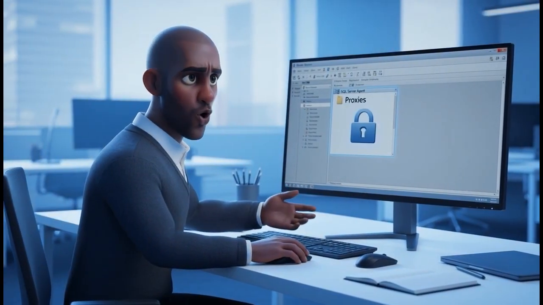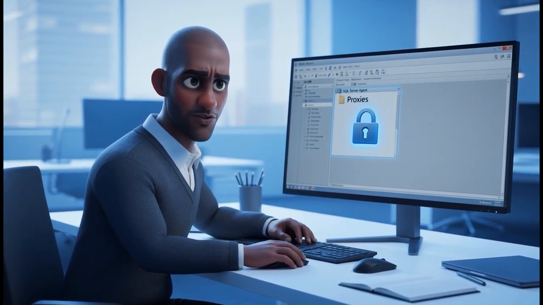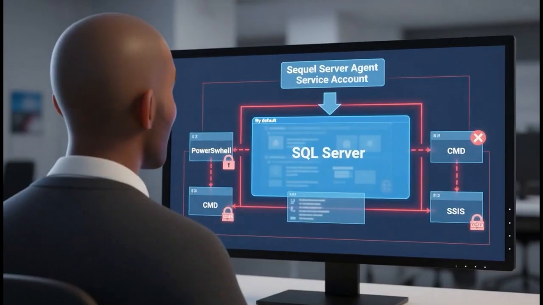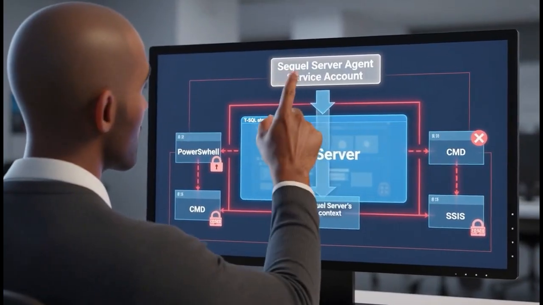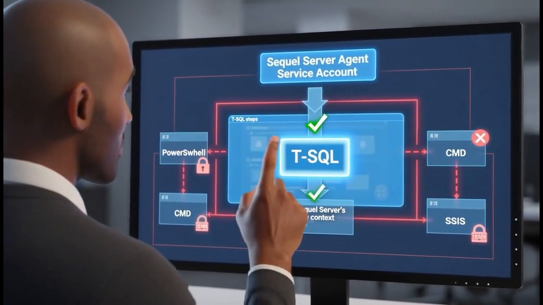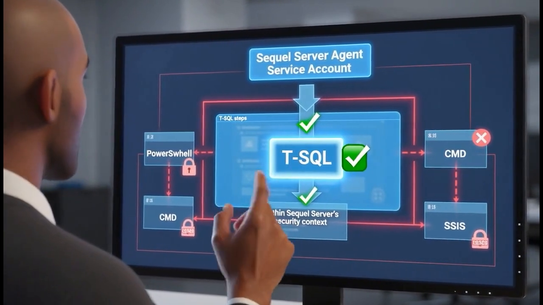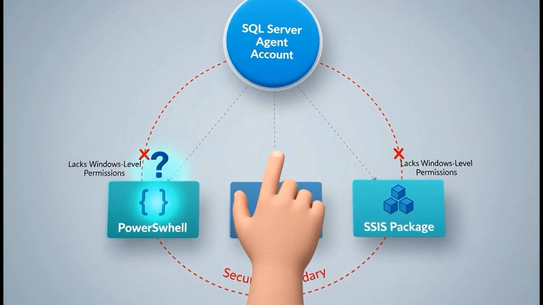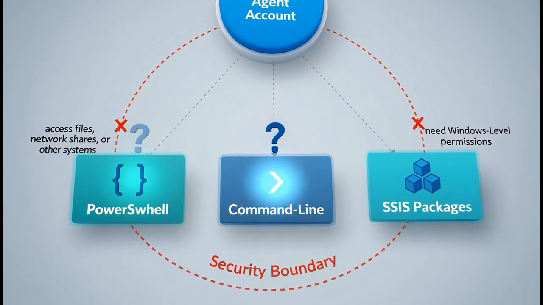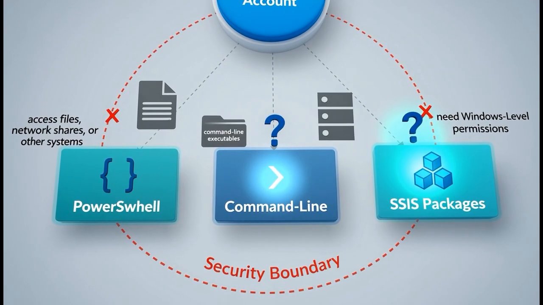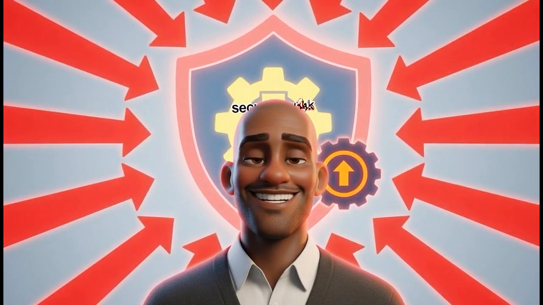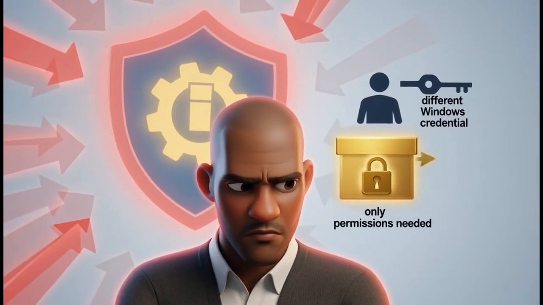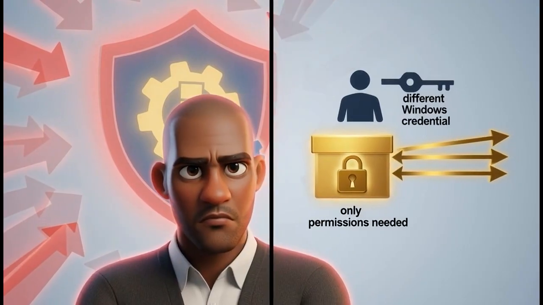Proxies are one of the most overlooked but important features of SQL Server Agent, and they solve a very specific security problem. By default, SQL Server Agent jobs run under the SQL Server Agent service account. This works fine for T-SQL steps because they run within SQL Server's security context. But what about job steps that run outside SQL Server, like PowerShell scripts, command line executables, or SSIS packages? These steps need Windows-level permissions to access files, network shares, or other systems. Rather than giving the SQL Server Agent service account broad Windows permissions, which would be a security risk, you create a proxy that runs specific job steps under a different Windows credential with only the permissions needed for that task.